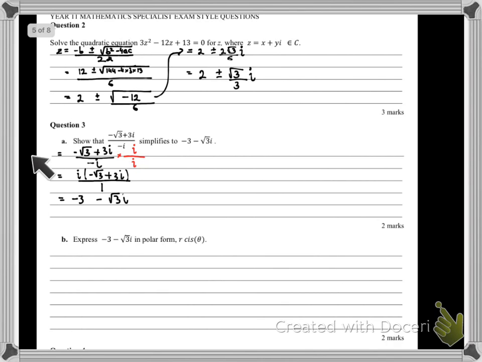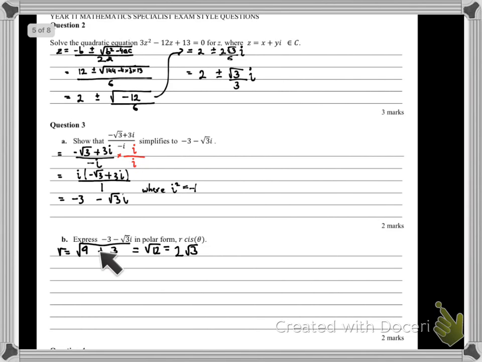Okay, then we have part B. Express -3 - √3i in polar form. So this is r cis theta, so we're going to convert it to polar now. So let's work out the r. Oh yes, very important, i squared is equal to -1. Let's work out the r for this question.